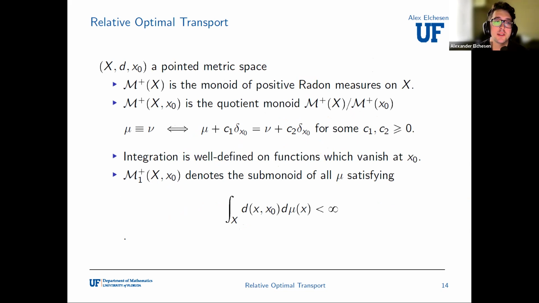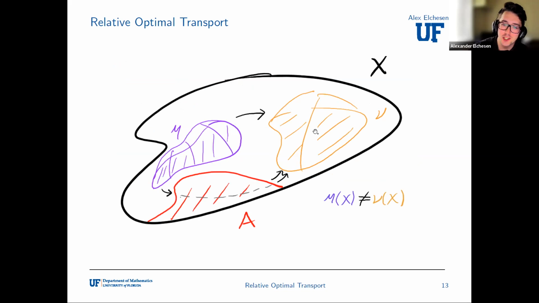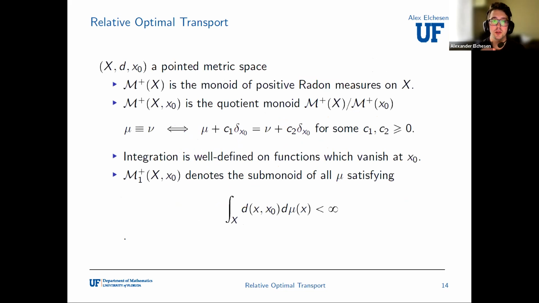Some quick setup. We're always supposing that we start with a pointed metric space. So imagine in this case, instead of looking at the subset A, it's just a single point. We can always pass to this situation by taking a quotient space. So just for simplicity, we'll assume that our infinite reservoir of mass is concentrated at a single point, x naught.